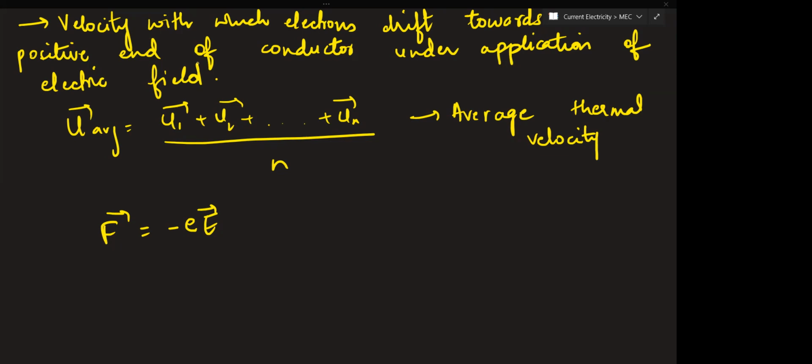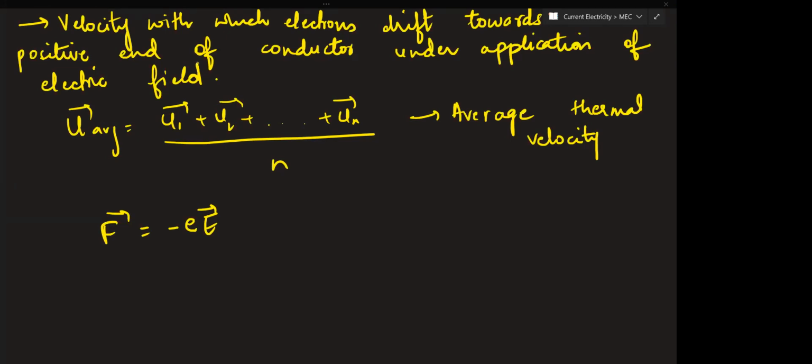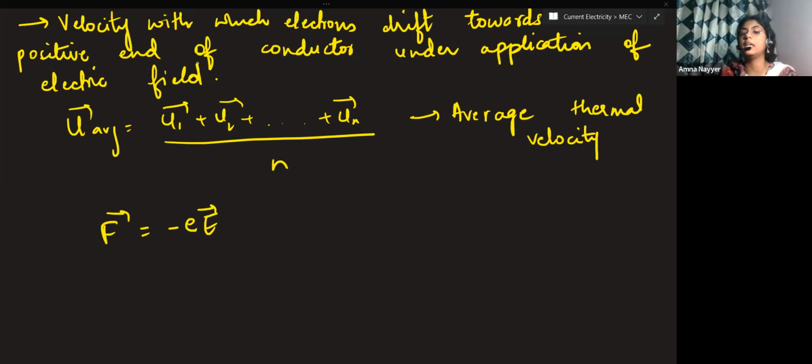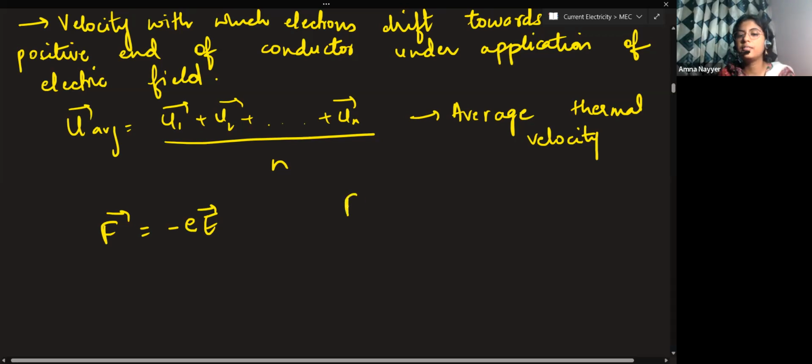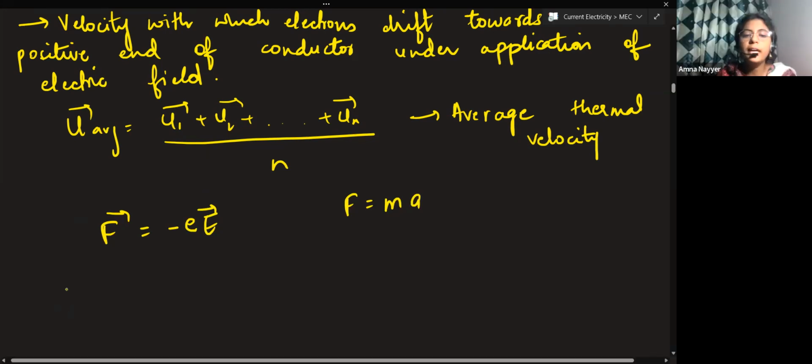F is equal to ma. So A will be? F is equal to ma. So A will be F by M. F is equal to ma. Now tell me, A will be F by M. All right. So it will be F by M.